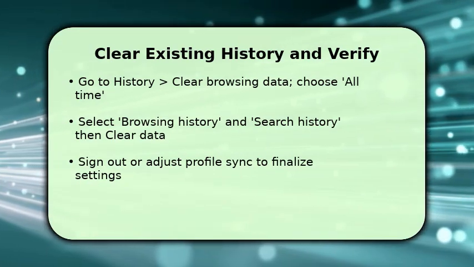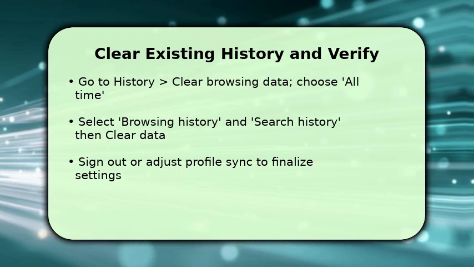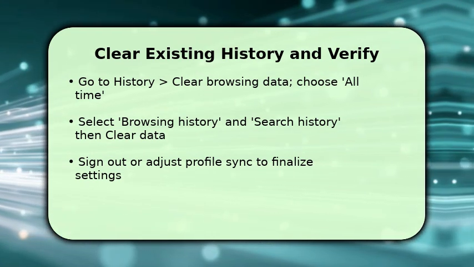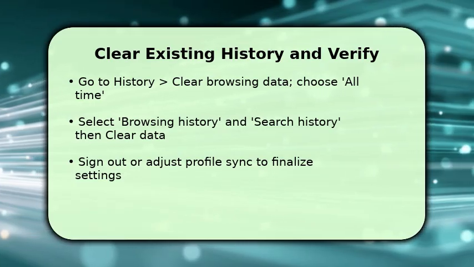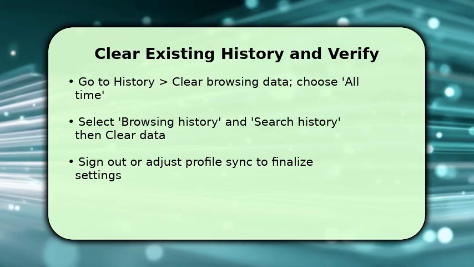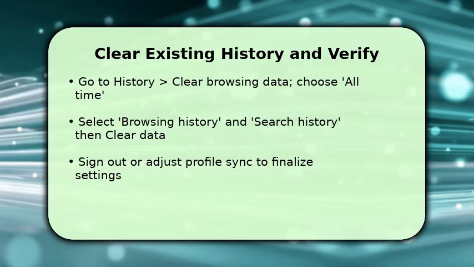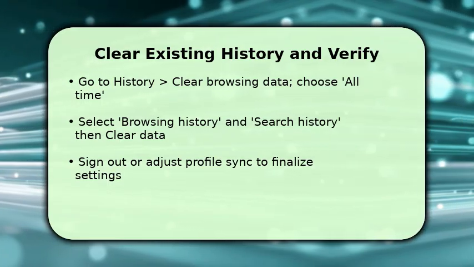Open History, choose Clear Browsing Data, set the time range to all time, and include browsing and search history. Click Clear Data to erase stored searches that preceded the pause. After that, verify the web and app activity toggle remains off and consider signing out or modifying profile sync settings if multiple users share the device.